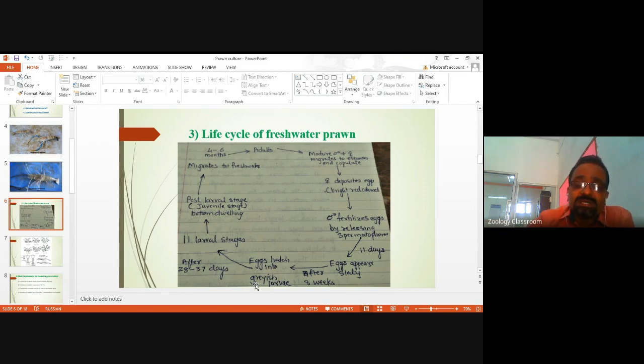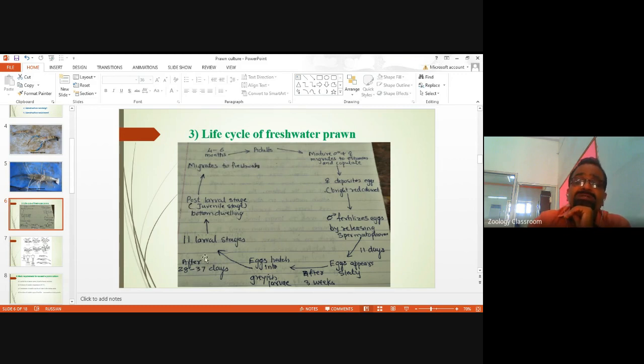Now, the hatchlings are grayish in color and the larva passes through 11 larval stages, and it takes about 28 to 37 days. Then it is converted into the post larval stage, or juvenile stage, which remains at the bottom. This post larval stage now starts upward migration towards the fresh water, and in about 4 to 6 months it is transformed into an adult.